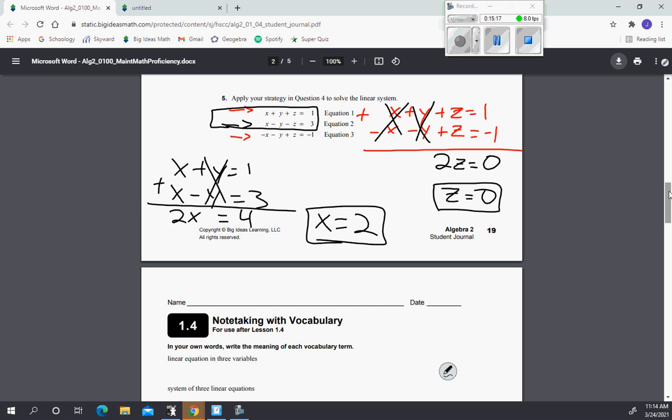Almost done. I have 2, I have 0, I need to solve for y. Plug that into any equation. Top equation is 2 plus y plus 0 equals 1. 2 plus y equals 1. Subtract 2, y equals negative 1. Solve for x, y, and z. Now, your final answer. I want you to write it like this. Big parenthesis. We have x first, then y, then z.